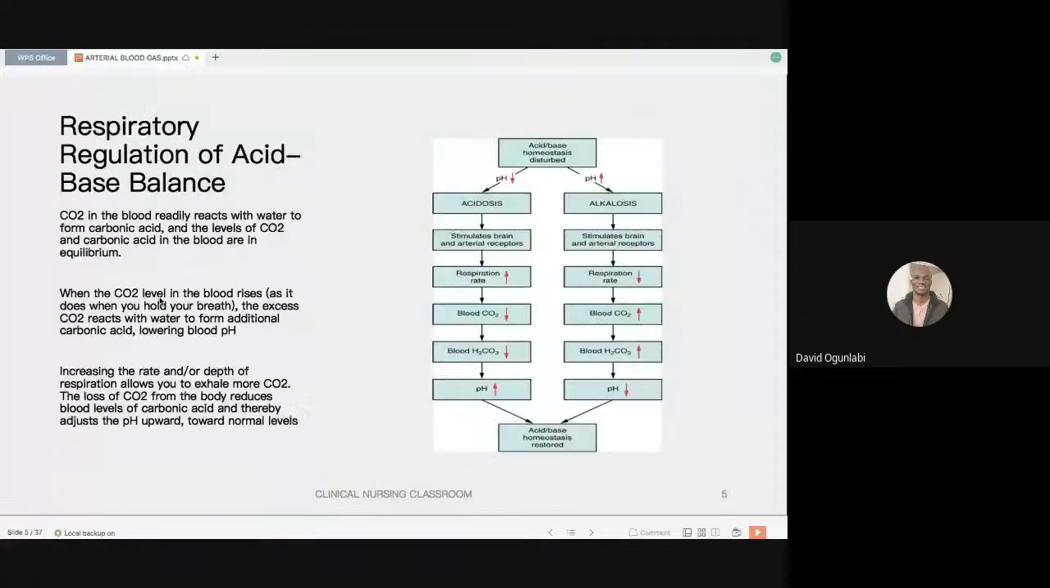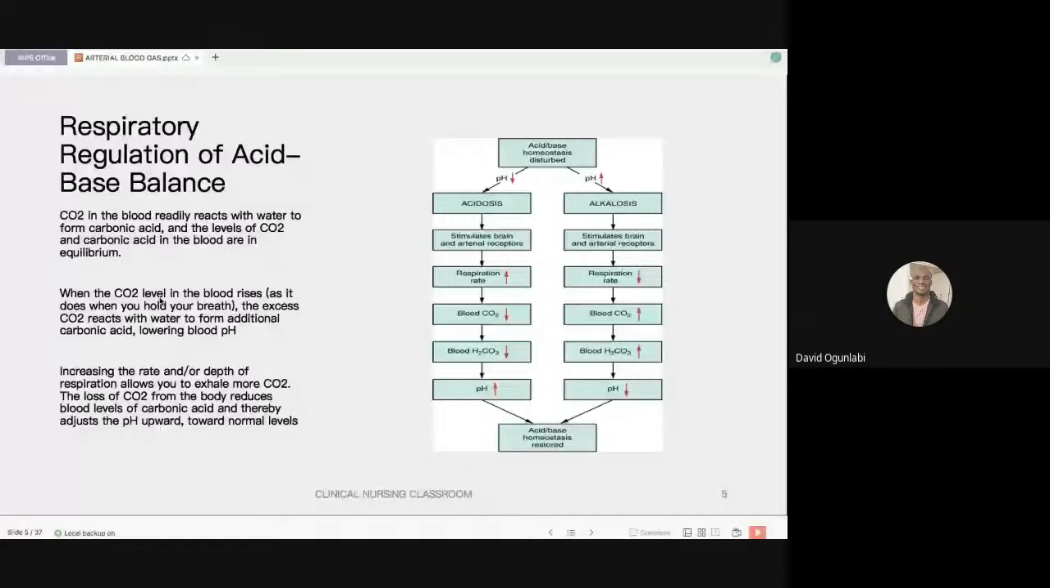In respiratory regulation, we talk about CO2. If there's CO2 accumulation in the body, we already established that there will be acidosis in the body because CO2 interacts with water continually to form carbonic acid. Now, when the body senses that, that is what we are talking about, buffer. There is a state of acidosis as a result of the high CO2 in the body.